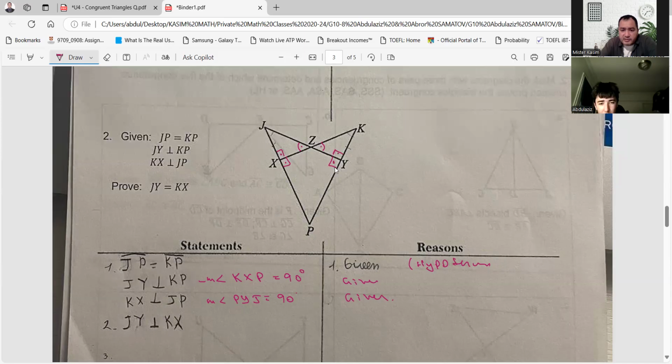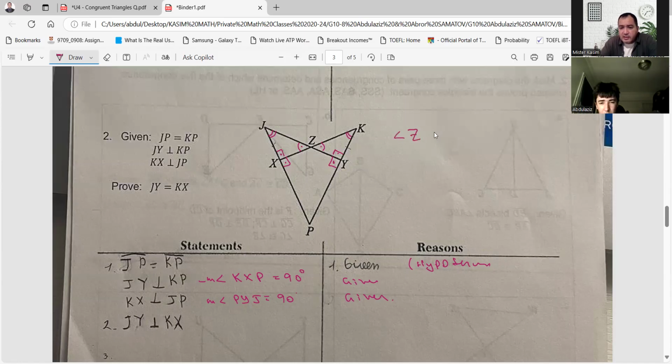Yeah, because 90, 90. So if it is so, also these angles must be the same, right? Why? Because the sum of the interior angles of any triangle is 180, right? Because here X is 90, also Z is something, right?